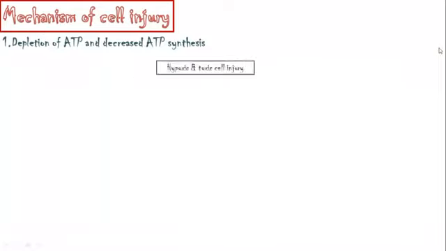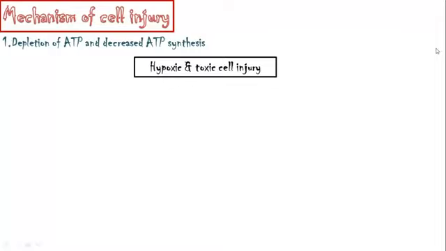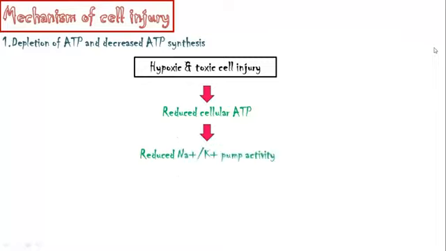Now let's discuss the mechanism of cell injury. The first mechanism is ATP depletion and decreased ATP synthesis. Most often, ATP depletion is a result of hypoxia or toxic injury. Due to the reduced oxygen supply, the activity of the electron transport chain decreases, causing a reduction in ATP synthesis. We know that the activity of the sodium-potassium pump depends on intracellular ATP. So, as the ATP level decreases, sodium-potassium pump activity also decreases. The sodium-potassium pump is essential to maintain the electrolyte balance between the cell and extracellular fluid.